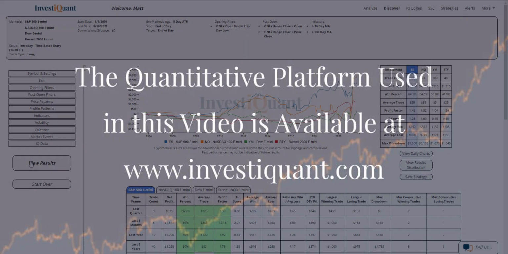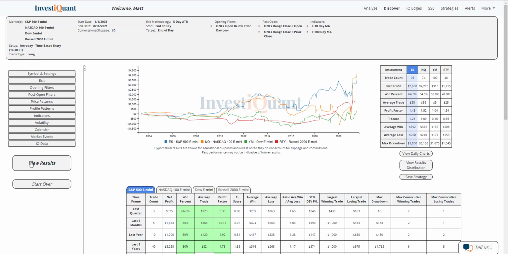And here we go. These are the results based upon entering the market long at 2:30 p.m. Eastern Time, exiting at 4:15 p.m. Eastern Time, when you open below the prior session low of day, and then at 2:30 you're trading above the open but below the prior session close. And this is taking place in a bull market environment, which I've defined as above a 10 and 200-day simple moving average. Historically, we've got 96 samples in the S&P dating back to 2003. We've got 74 for the NASDAQ, 100 for the Dow, 48 for the Russell.